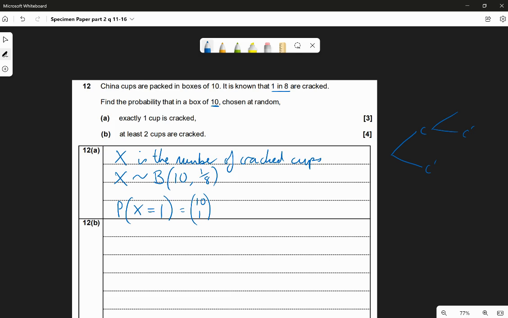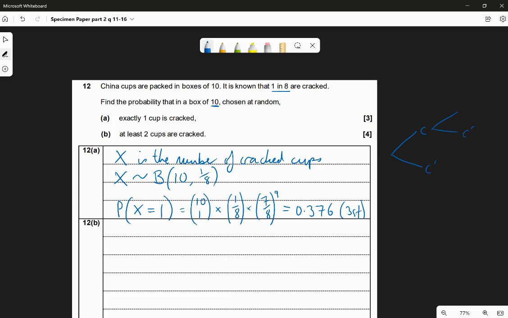That I look at, which is correct. So there are 10 different possible ways of getting one correct cup from 10. And so there are 10 combinations of ways of going down the tree diagrams. In each of those ways, I'm going to multiply 1/8 by 7/8 to the power of 9, because I'm going to fail, i.e. find perfectly fine cups 9 times and get one success, i.e. one cracked cup. And if I do that, that is 0.376 to 3 significant figures.